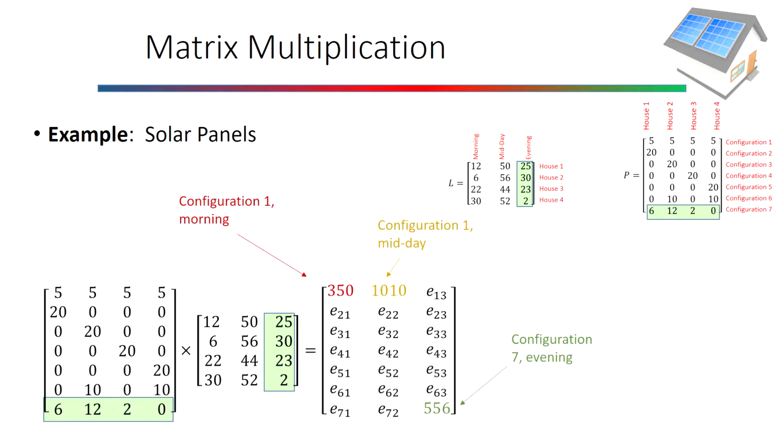And if I calculate this out, we can see that if we put the solar panels out according to configuration 7, in the evening we will have energy generation of 556.